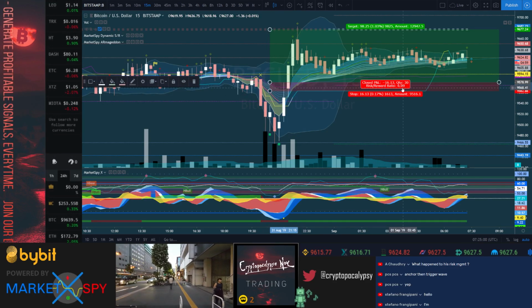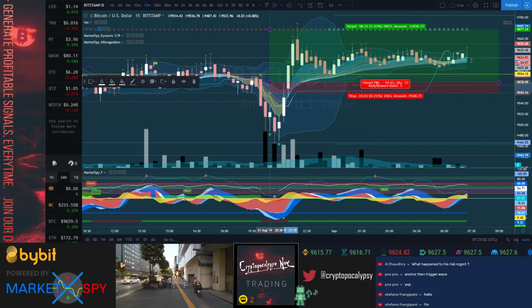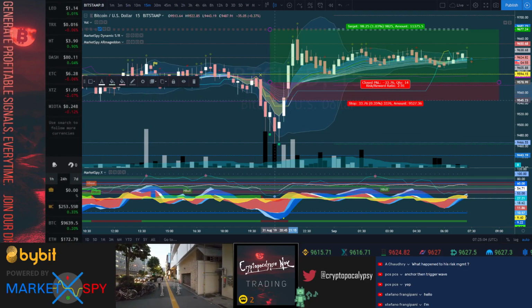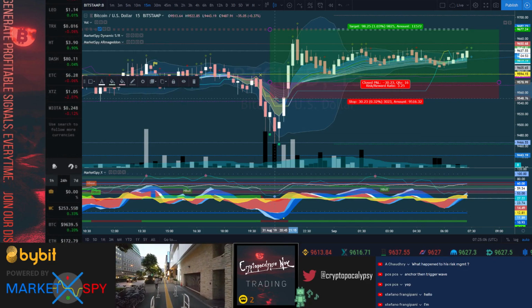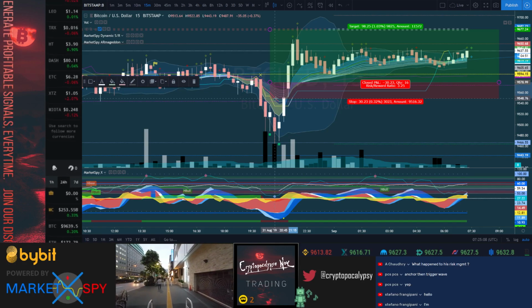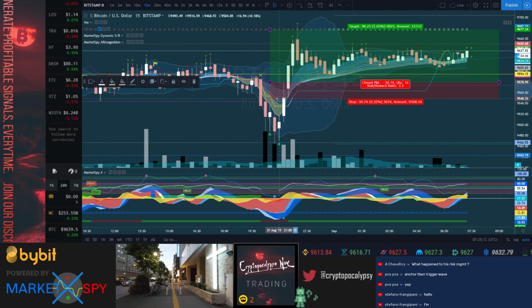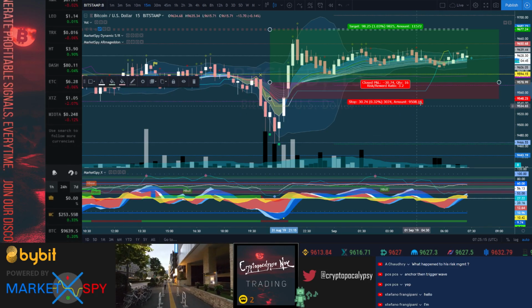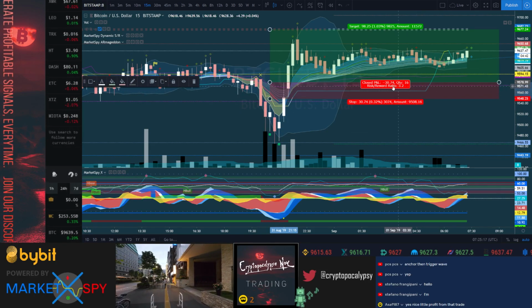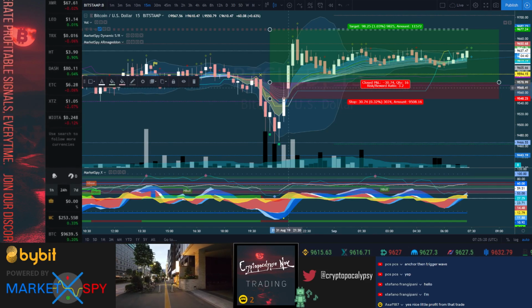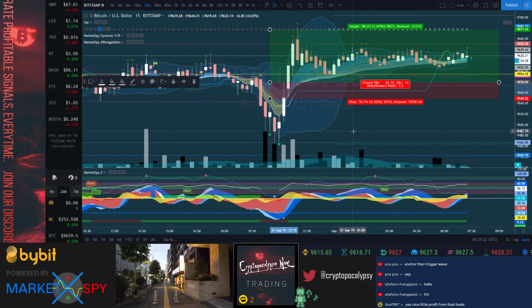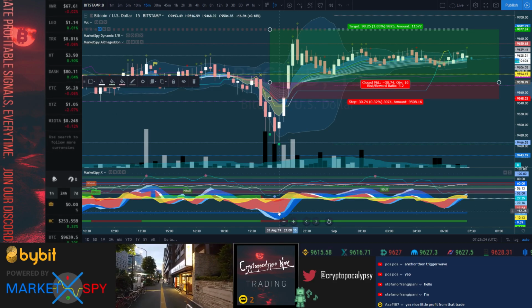The risk to reward ratio is about 6. You want $30 as your stop loss. So risk reward ratio is 3. So this is a good scalp over here.